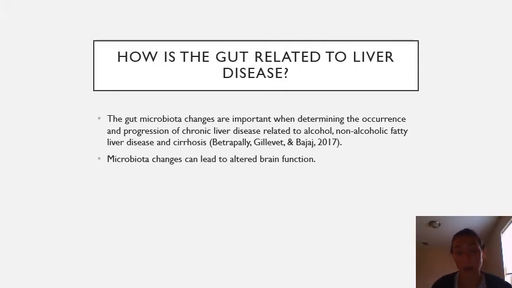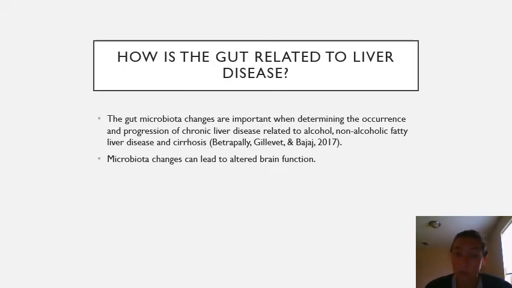So how is the gut related to liver diseases, such as the ones that I described? The gut microbiota is composed of trillions of bacteria, and they total to about 1 to 2 kilograms in mass. And the gut microbiota changes are important when determining the occurrence and progression of chronic liver disease related to alcohol, non-alcoholic fatty liver disease, and cirrhosis.